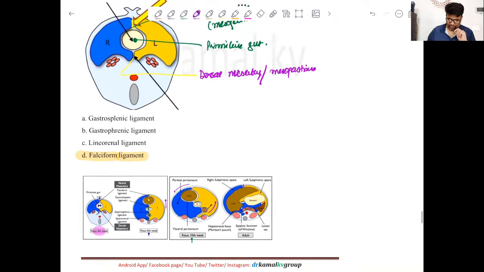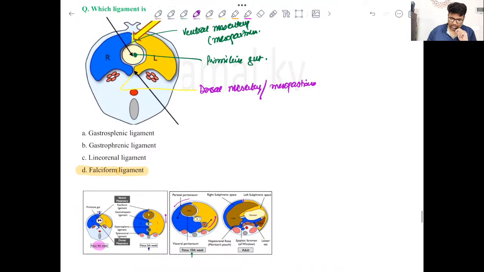So in short, this will be the liver, and in front of the liver there will be the falciform ligament. So this is the falciform ligament. Then here we have the stomach, something like this. So this is the stomach, and then posterior to the stomach we have the spleen.